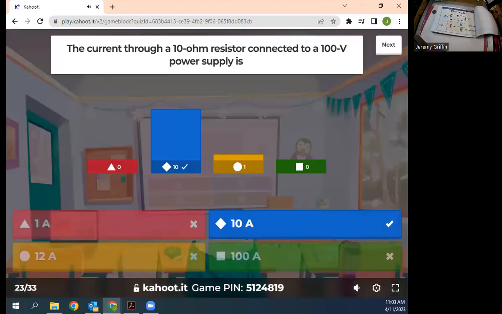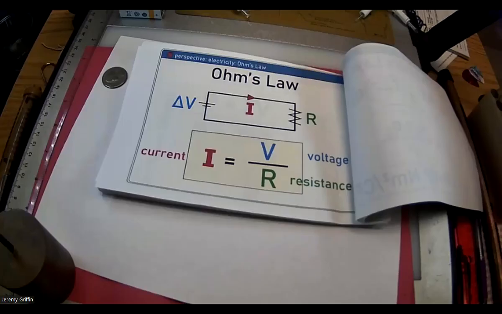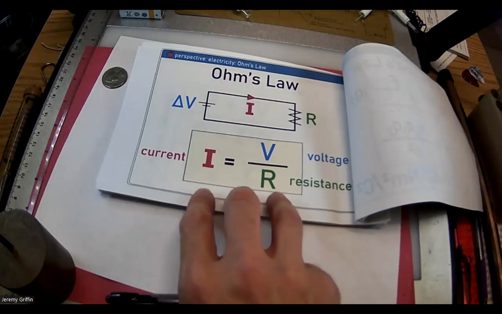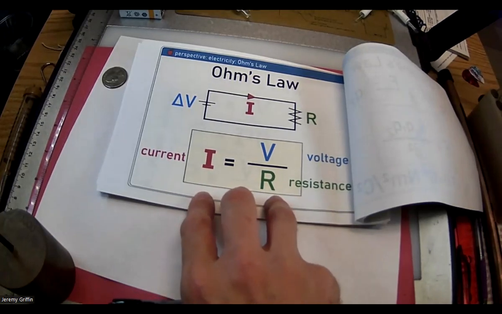All right, nice. 10 amps. Almost everybody got that. So I'll show this real fast. That's just straight up that. You don't even have to do any arithmetic. Right? It's just that, isn't it?